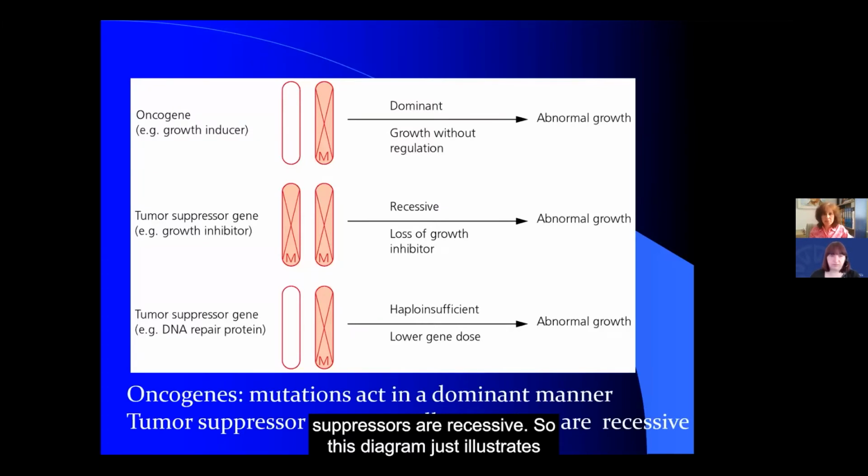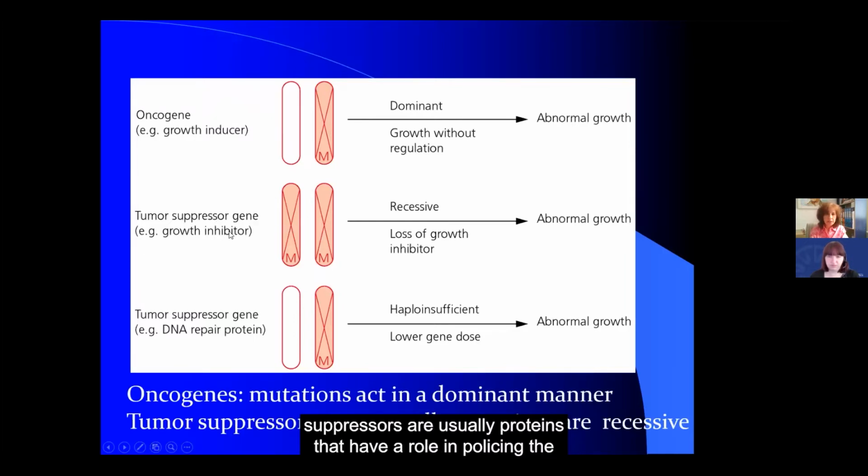So this diagram just illustrates that concept. Here you have an oncogene, and if you have a mutation, the expression of that gene becomes more, or it gives rise to a more active protein, that is dominant, and you get growth without regulation, so that leads to abnormal growth. With a tumor suppressor, you need 2 mutations.